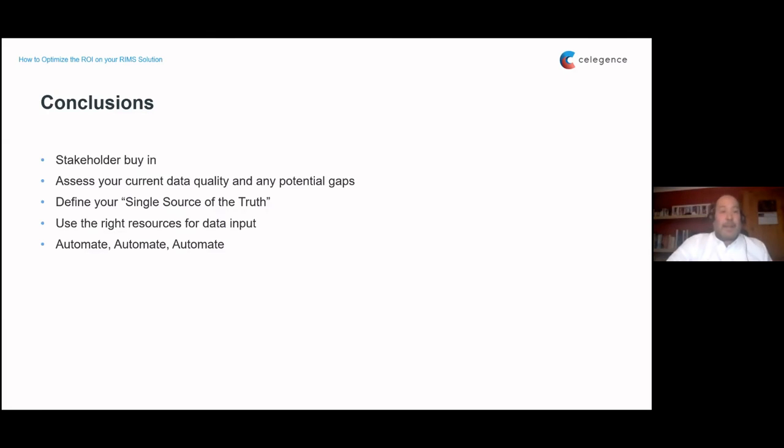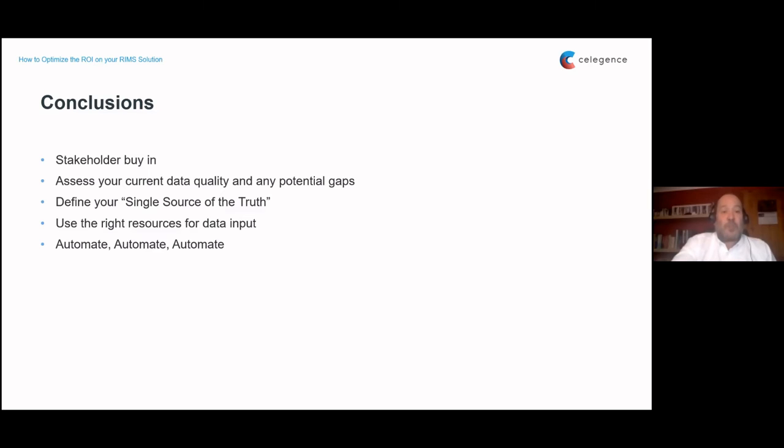So, in conclusion, stakeholder buy-in is absolutely critical. And that stakeholder buy-in is not just from regulatory, it goes all the way through the organization. Assess the current quality of your data, identify any potential gaps in that data before looking at importing or migrating data into the system.